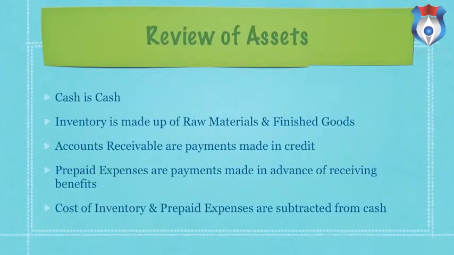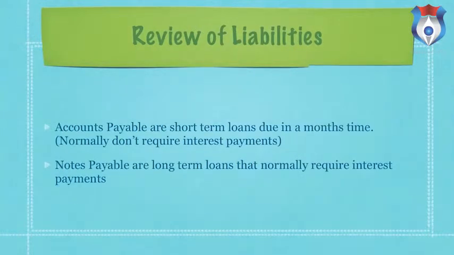So let's review. Cash is cash, real simple. Inventory is made up of raw materials and finished goods and prepaid expenses. Accounts receivable are payments made in credit. Prepaid expenses are payments made in advance of receiving benefits. Cost of inventory and prepaid expenses are subtracted from cash whenever they are purchased. And let's review liabilities. Accounts payable are short-term loans due in a month's time roughly, and they normally don't require interest payments. However, the loan that you received from your uncle was a notes payable because it's a long-term loan that does indeed require interest payments.